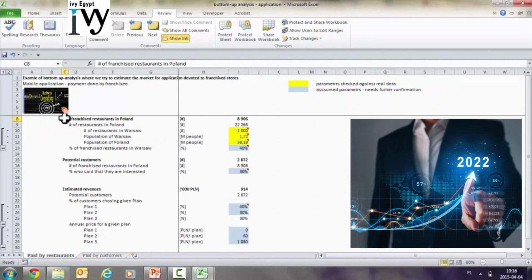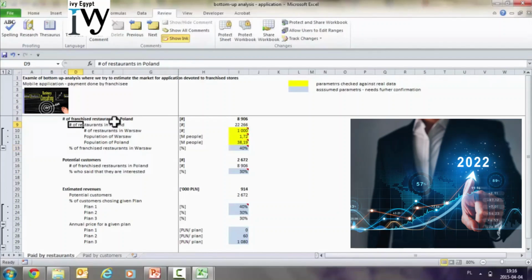So we put everything which is used to estimate certain variable just below, so we can check it and be aware how it is being done and to know whether it's right or wrong. In this case, we estimated the number of franchise restaurants in Poland on the basis of the restaurants in Poland and an assumed percentage of franchise restaurants from Warsaw. So those two are directly below this one.